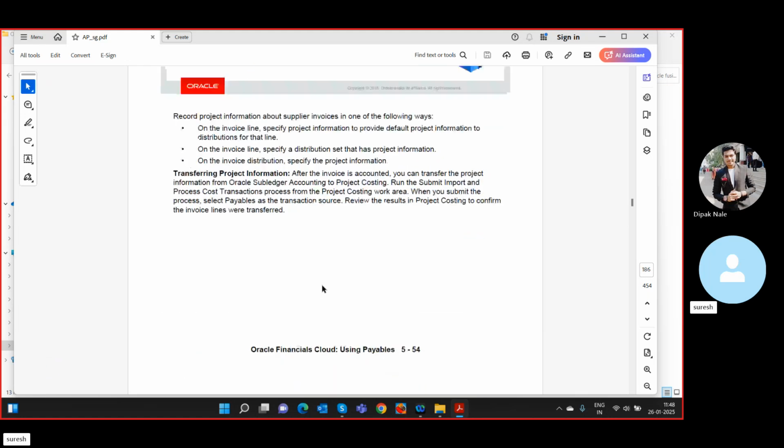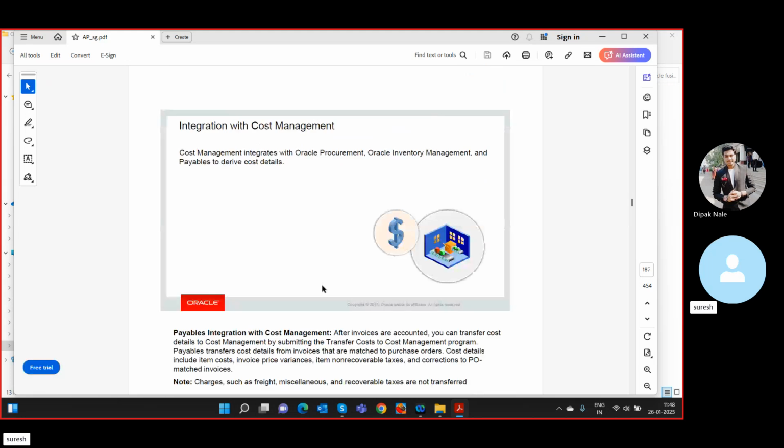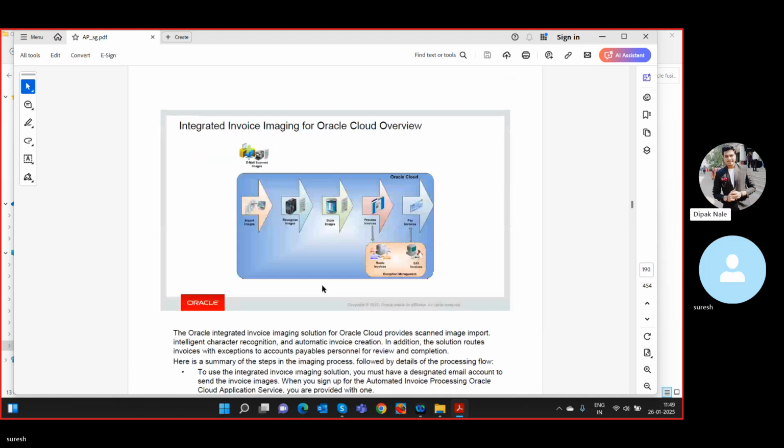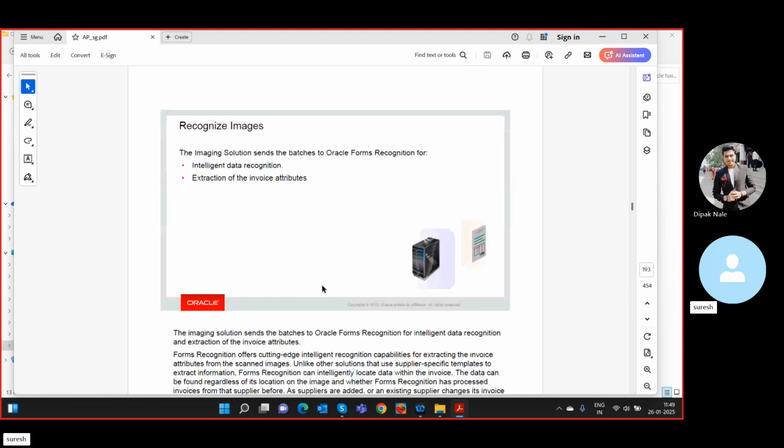Integration with asset. Even when you are buying an asset, you have to pay through AP only. That is what they are telling. Integration with landed cost management. There is a module called LCM, and they are telling landed cost management. All of this you will understand practically.